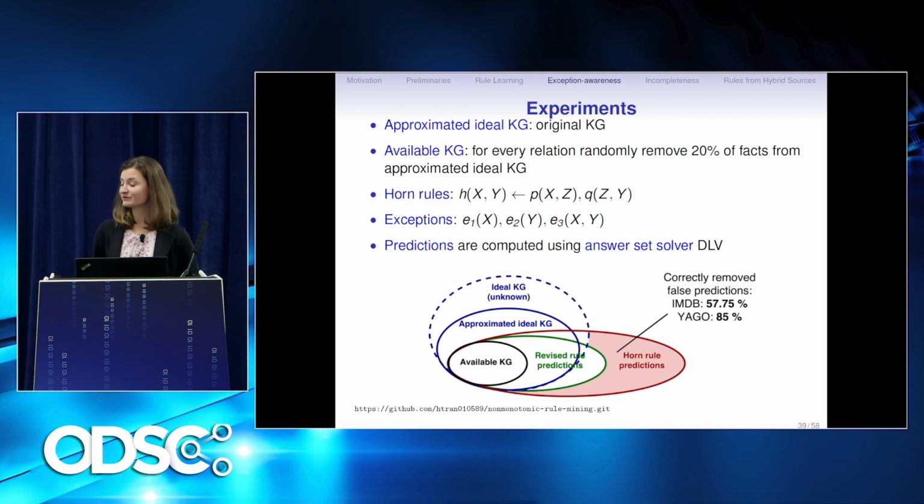So what we managed to see is that for IMDb, we got rid of around 60% of incorrect predictions, and for Yago, that was roughly 85%. So the code is available with the respective link provided on the slide.